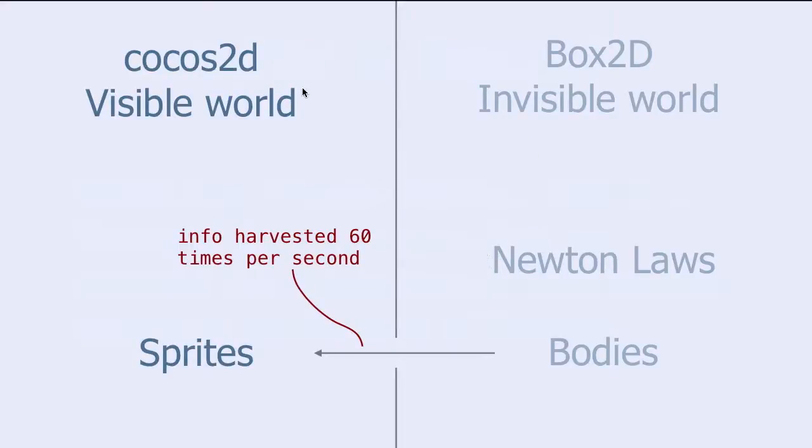Then we have our usual Cocos2d world, which is a visible world. And those two worlds can communicate with each other through the update method, which, as you remember, is called 60 times per second. So, the Cocos2d world will harvest the positions and rotations of the invisible bodies 60 times per second, and use that info to update the corresponding sprites, which will give the illusion to the user that the sprites are moving according to Newton's laws.